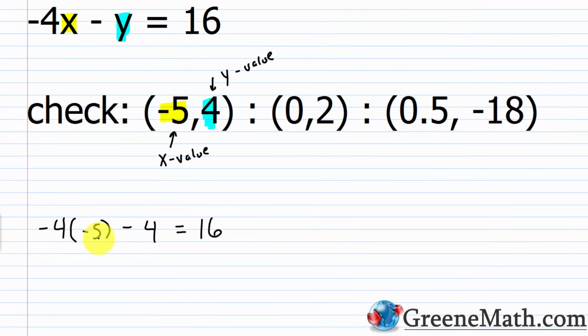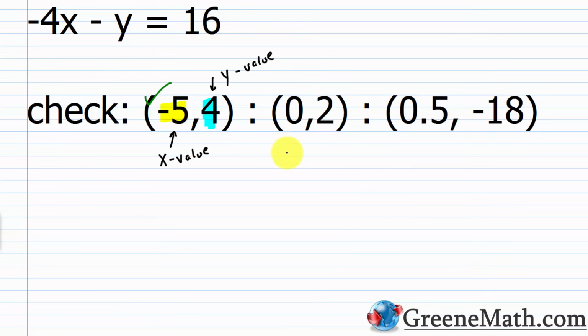So negative 4 times negative 5 is 20. Then minus 4 equals 16. 20 minus 4 is 16, so you get 16 equals 16. So yes, this ordered pair negative 5, 4 is a solution. So I'm just going to put a check mark here. All right, the next ordered pair we're going to look at is 0, 2.